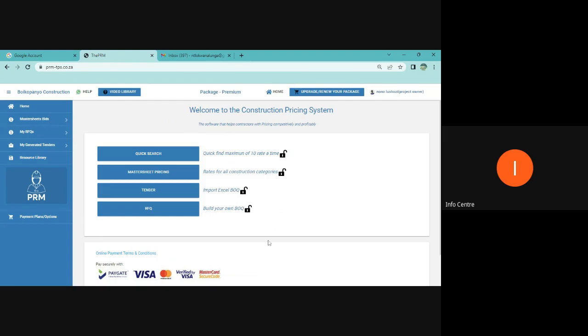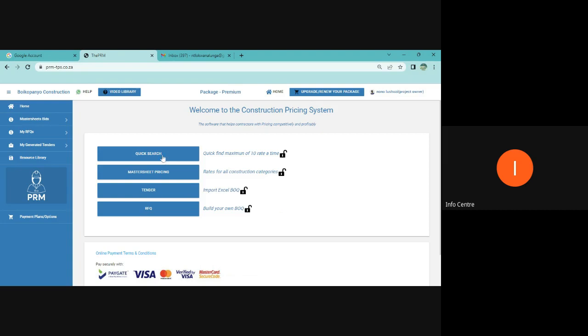So this is the system, and these are the following options that you can use to find your rates quickly and reliably. So welcome to the construction pricing system, the software that helps contractors with pricing competitively and profitably. You've got 4 methods to price. You've got quick search, find up to 10 rates at a time; master sheet, rates for all construction categories; tender, which is import Excel BOQ; RFQ, which is build your own BOQ. For the sake of this demonstration, we'll stick to number 1, 2, and 3.